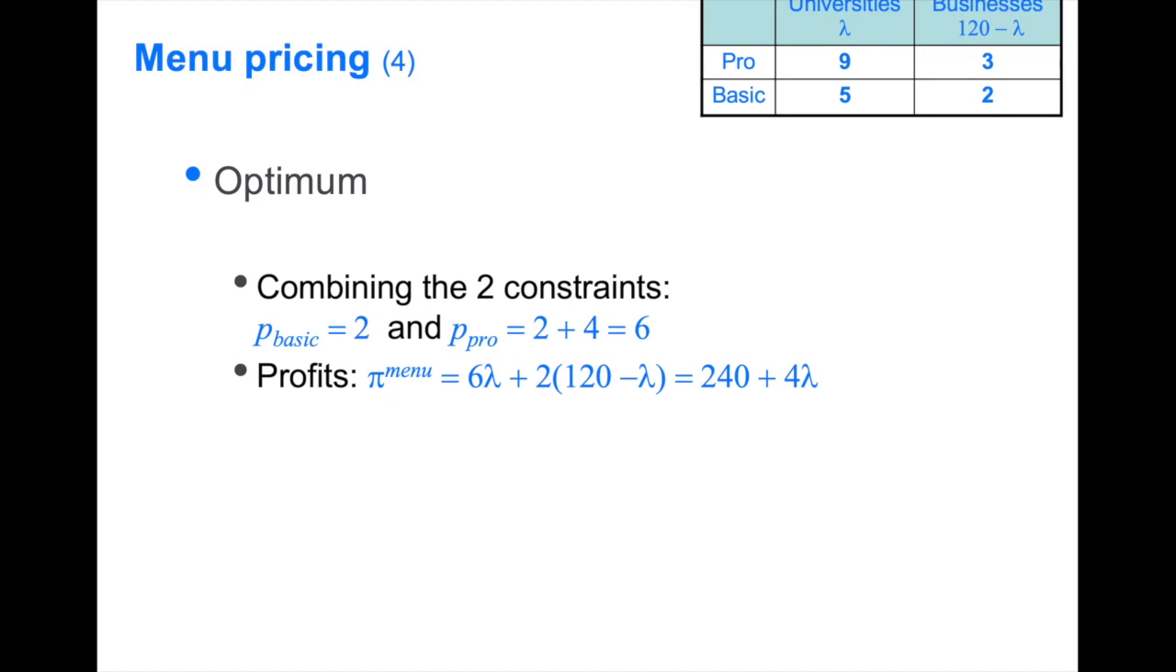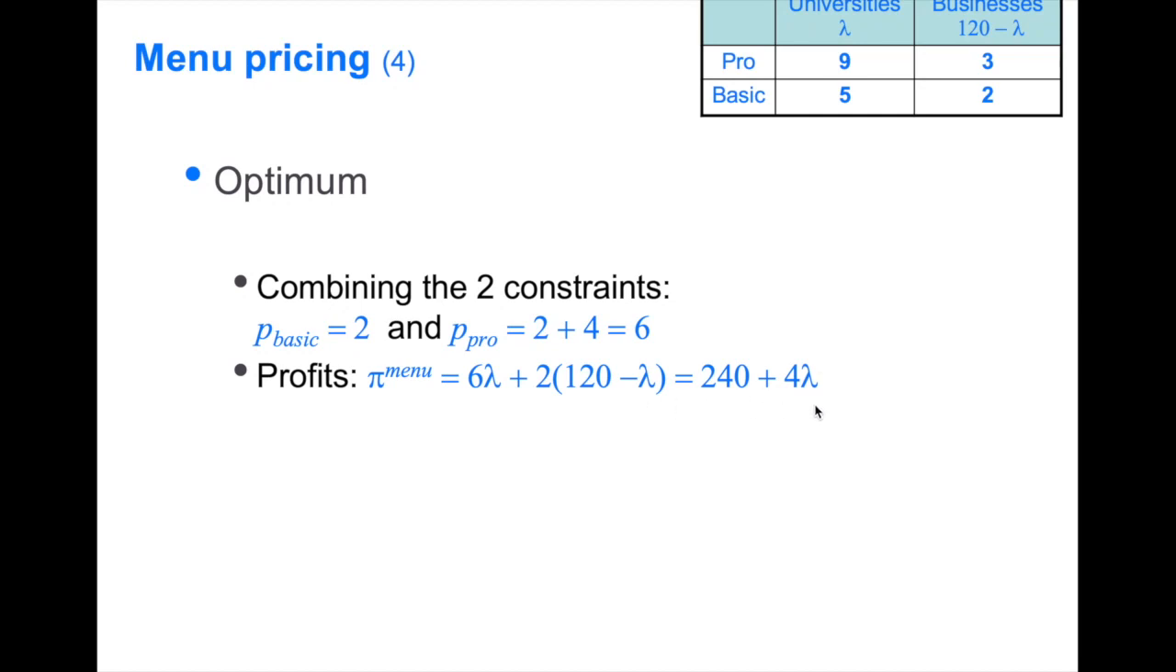So we start with the price of the basic version, which cannot be larger than 2. And given that the difference between the pro version and the basic version cannot be larger than 4, we can compute the price of the pro version as 2 plus 4 is equal to 6. And we know that in this case the profit is as follows. There are lambda universities buying at a price of 6, and there are 120 minus lambda businesses buying at the price of 2, and so the total is this here.